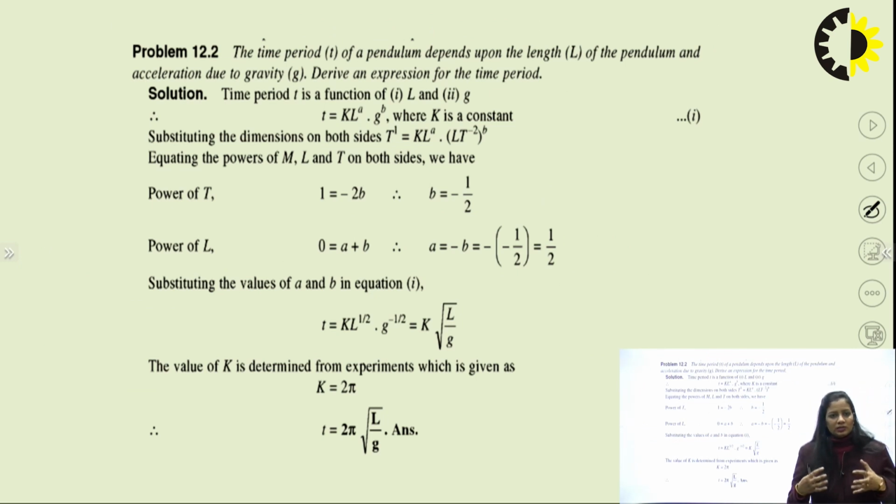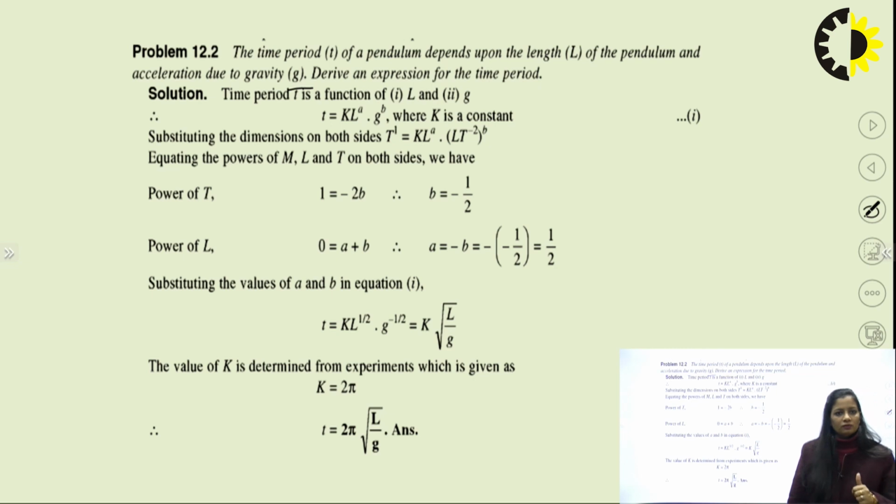Now we are going to discuss this Rayleigh method by taking an example. This is written here, problem 12.2. I have taken this example from your book, R.K. Bansal, Fluid Mechanics. We are just going to understand the question and solve it. You can write that the time period T of a pendulum depends upon the length of the pendulum and the acceleration due to gravity. Derive an expression for the time period.